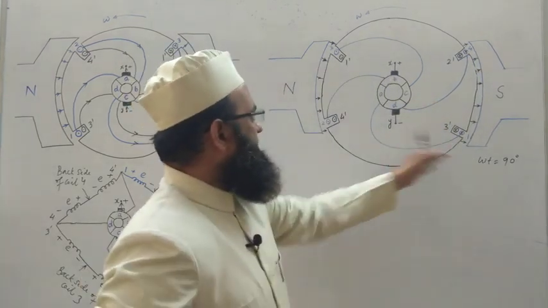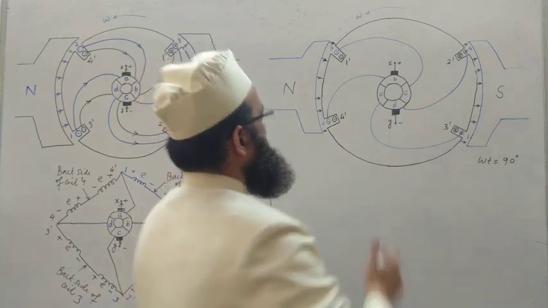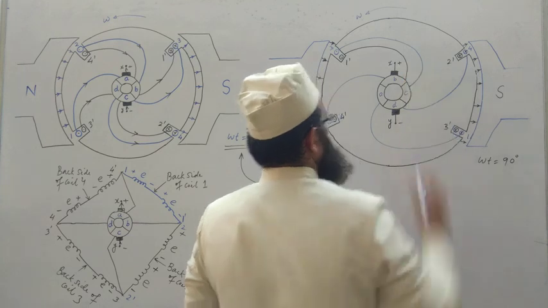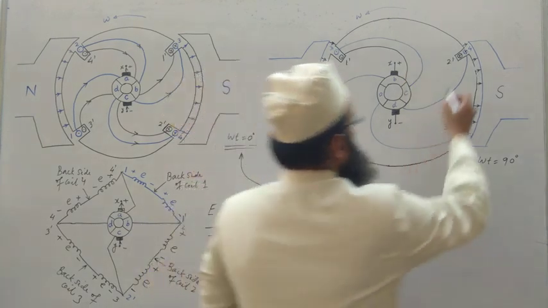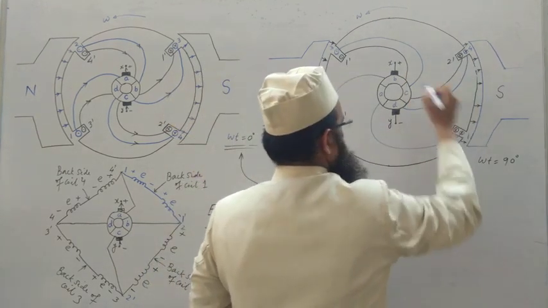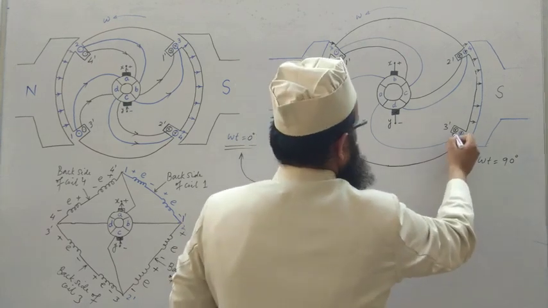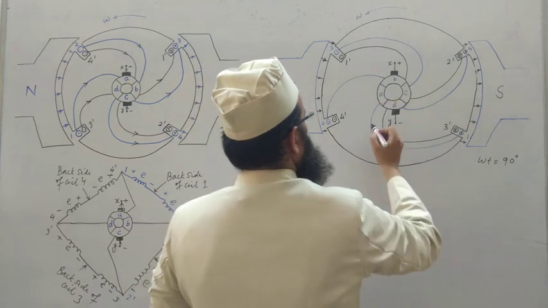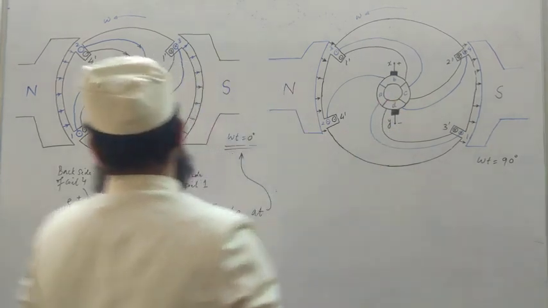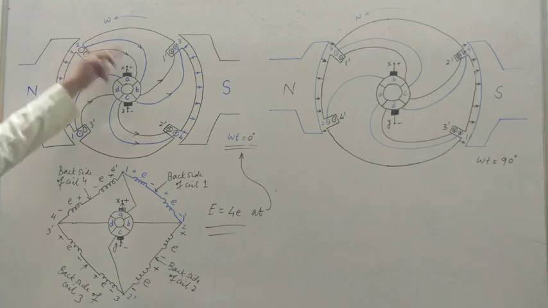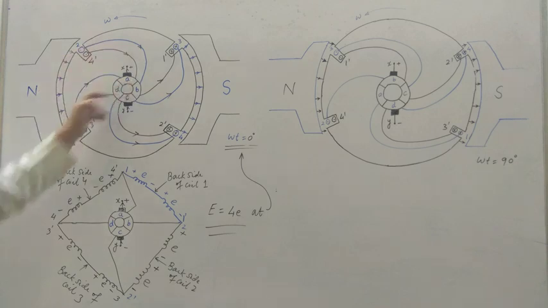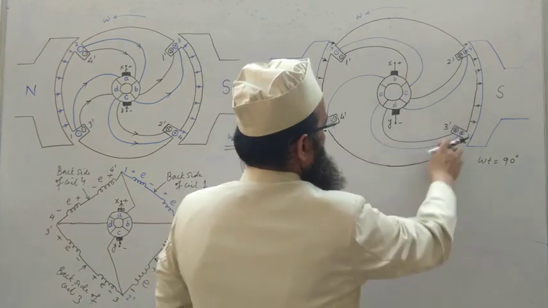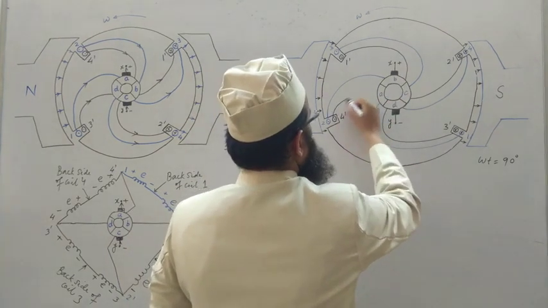Similarly, 1 is connected with A, then 1 dash will be connected with B, 2 dash will be connected with C, 3 dash will be connected with D, and 4 dash will be connected with A. When you check from here, 4 dash is connected with A. So with A, 1 and 4 dash are connected. Fine.